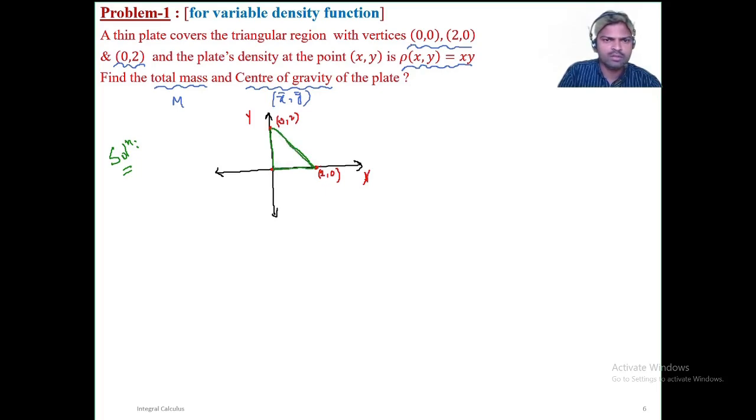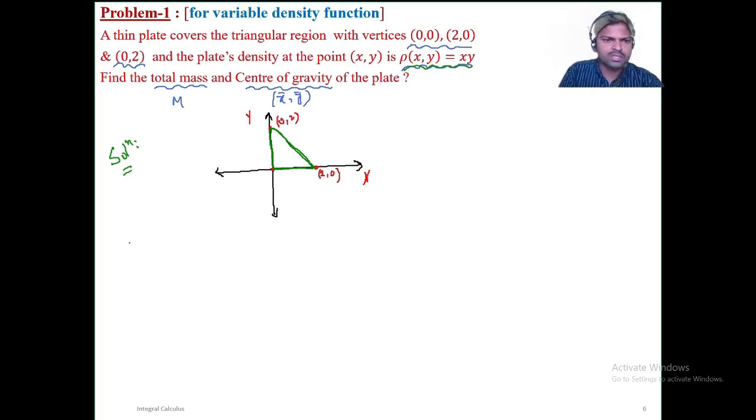The shape is triangular and the mass is not the same; it's not uniformly distributed. Look, a variable density function is given to us. Somewhere it is thick and somewhere very thin, that kind of plate it is. And for this plate we need to find the total mass and the center of gravity. Now let us proceed.